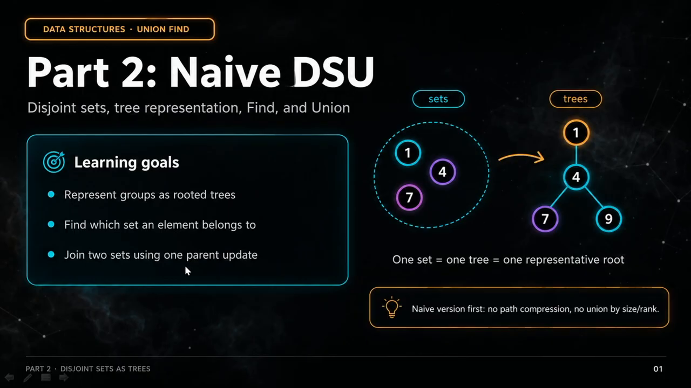A DSU is a data structure used to efficiently manage groups of connected elements. It supports two important operations, find and union, which we will discuss shortly. In this section, we will not discuss any optimizations. We use the find operation to find which set an element belongs to, and use the union operation to join two different sets. We can represent each set as a rooted tree, where the root is the representative of that set.